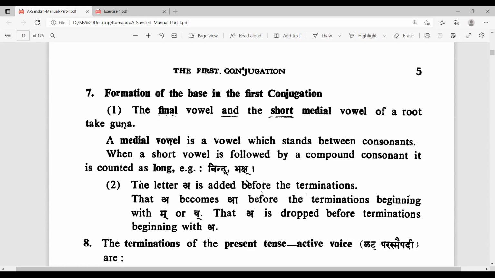Then the formation of the base. The formation of the base is the first conjugation. For me, the formation of the base means talking about the verbal base. Anga karya. You are preparing the anga. The radical vowel is there, which will become guna and vriddhi. That's what he's saying here. The final vowel in the short medial.